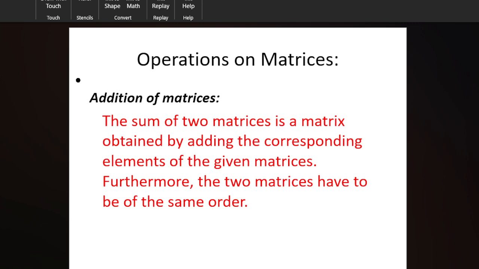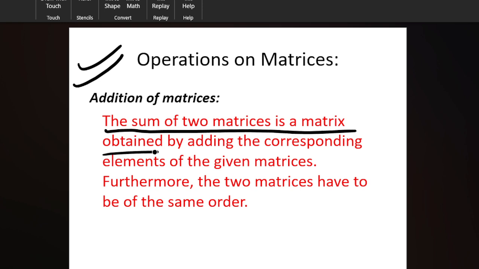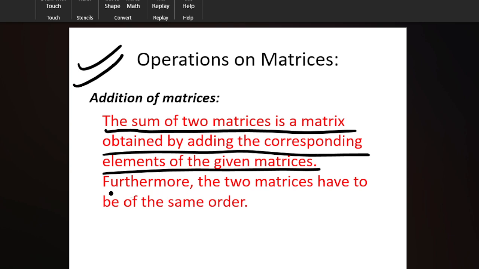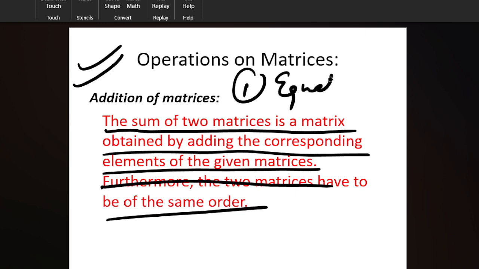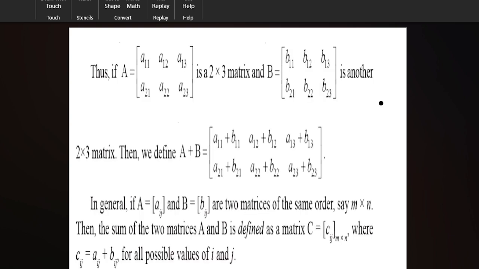Like the basic operations on numbers, we know addition, subtraction, multiplication, and division. Here also, first is addition of matrices. We can add two matrices. The sum of two matrices is a matrix obtained by adding the corresponding elements of the given matrices. Furthermore, the two matrices have to be of the same order. First and foremost is equal order. Otherwise, we cannot add two matrices.